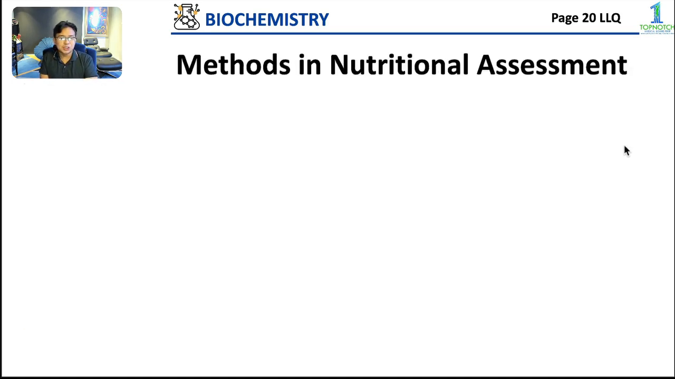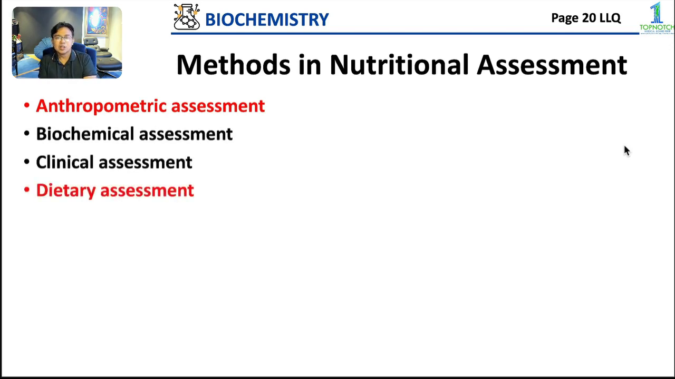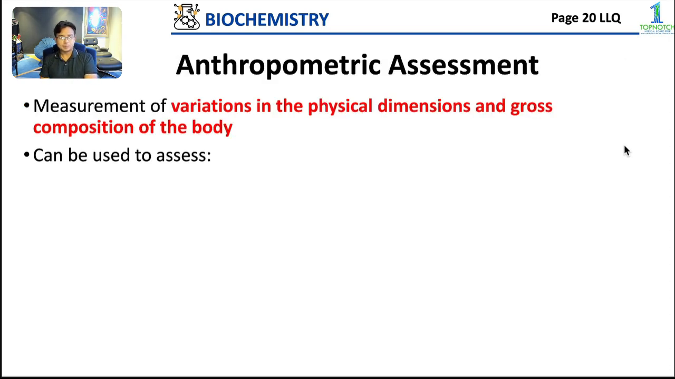As mentioned, there are actually 4 components needed to have a holistic nutritional status assessment. And these are your A, B, C, and D. Anthropometric, biochemical, clinical, and dietary. But for the purpose of our discussion, we're only going to focus on anthropometric and dietary assessments. Dahil ang biochemical and clinical assessment ay pag-uusapan in biochemistry itself and in other subjects, Pato, IM, and Pedia.